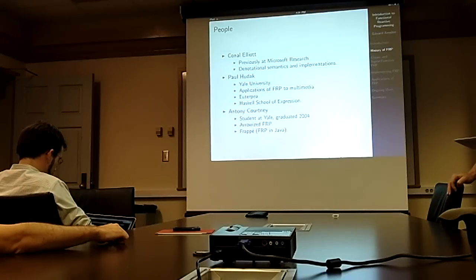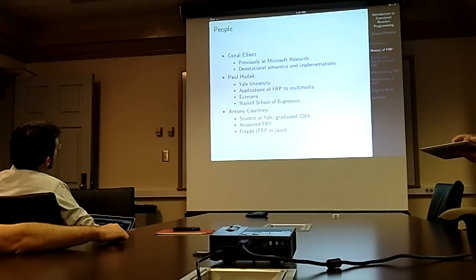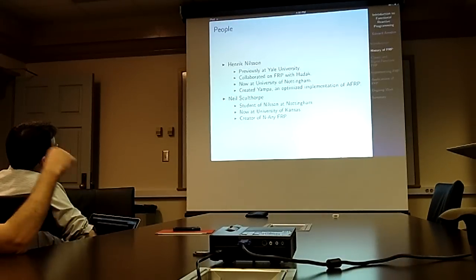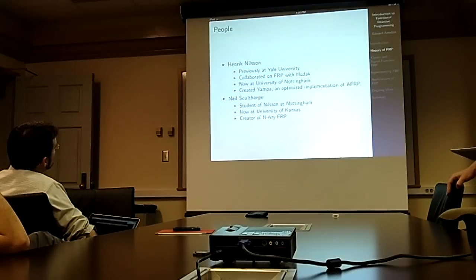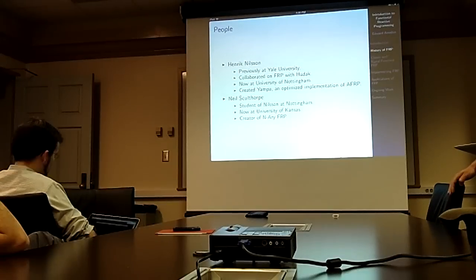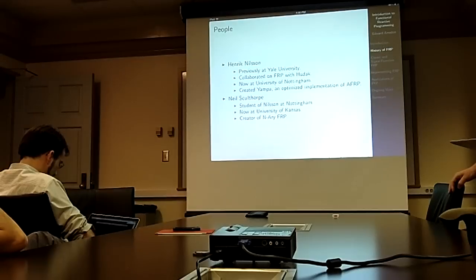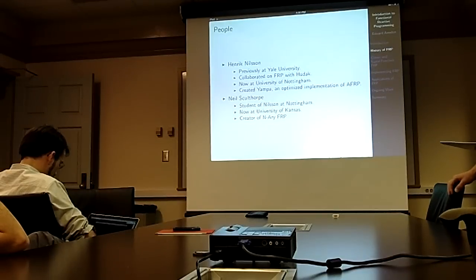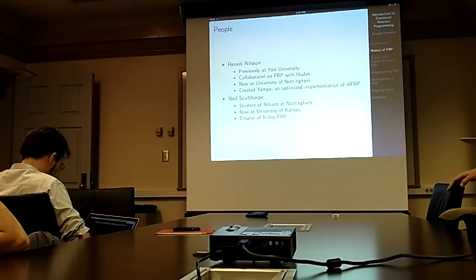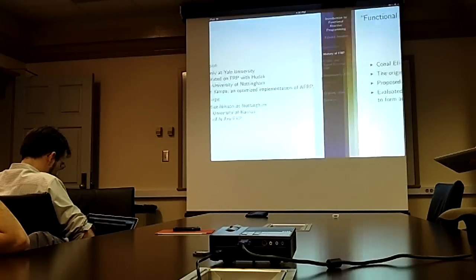Antony Courtney was a student at Yale, graduated in 2004. He was one of the primary creators of what we call arrowized FRP, and he also created an embedding of FRP in Java. And he also turns up in various other places in the FRP literature. Henrik Nilsson worked with Paul Hudak at Yale and is now at the University of Nottingham, still working on FRP. He created the system called Yampa, which is similar to the AFRP system, but optimized. And Neil Sculthorpe was a PhD student of his who just started a postdoc at the University of Kansas. Sculthorpe's PhD thesis was the N-ary FRP system.